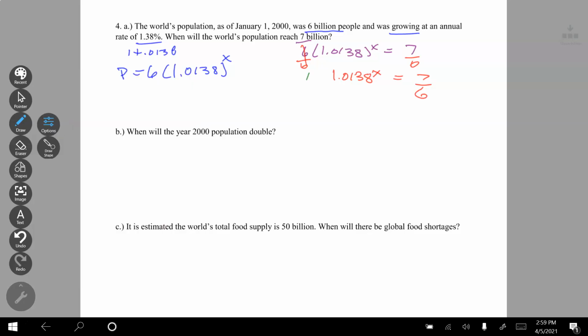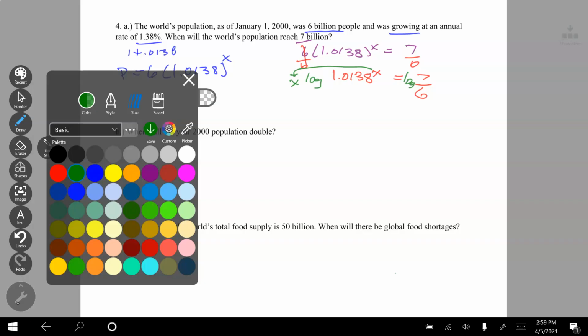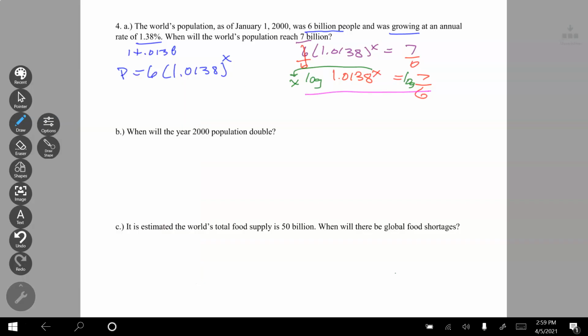I get my exponential isolated, and I log both sides. The x goes in front, and then I divide by the log of 1.0138, and I get x equals log of the fraction 7 over 6, over log of that percent, 1.0138. And I'll put this in the calculator and see how long it takes to reach 7 billion.